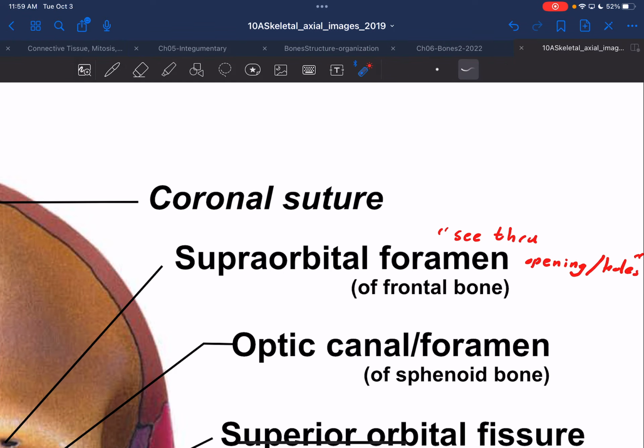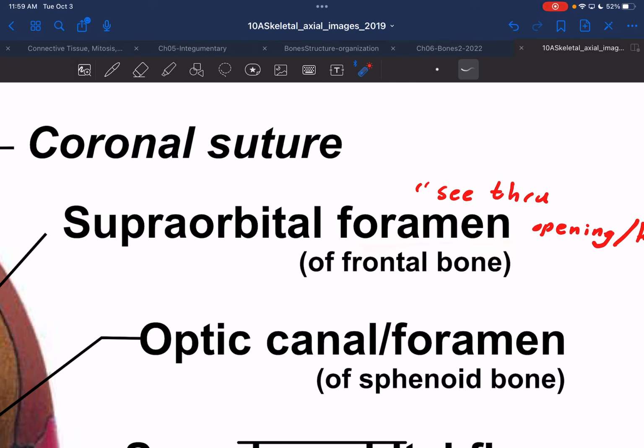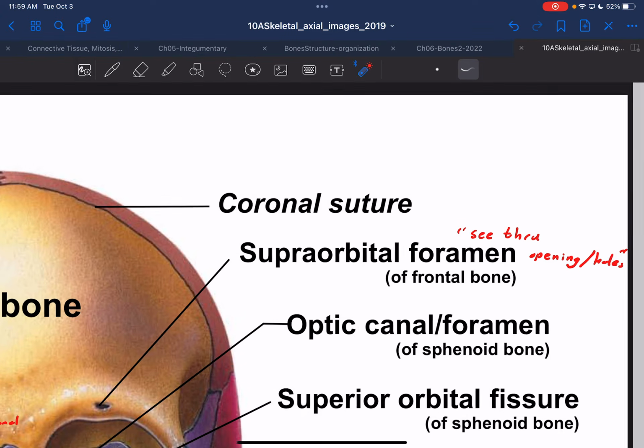The good news is you're going to see it everywhere. So on the exam, if you don't know one of them, you can kind of guess. And I'll give you a reason. There's a difference between canal and foramen. We'll describe it when it comes time in a second.